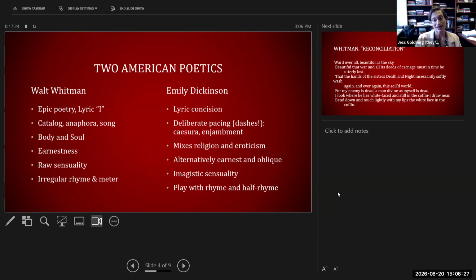Dickinson plays with rhyme and half rhyme. So half rhyme is when you have, and instead of trying to go off the top of my head, I will point out half rhyme in one of the Dickinson poems I read. But basically, it's the idea that two words almost sound the same, but they're not quite a full rhyme. They're almost a rhyme.